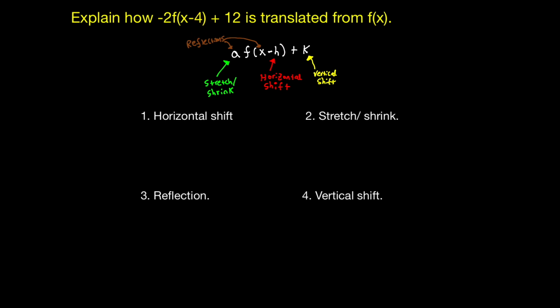Here, my h value is equal to 4. And since I have a positive h value, I'm going to be moving to the right by this quantity. So moving to the right, 4 units. And I can even emphasize that I'm moving horizontally.